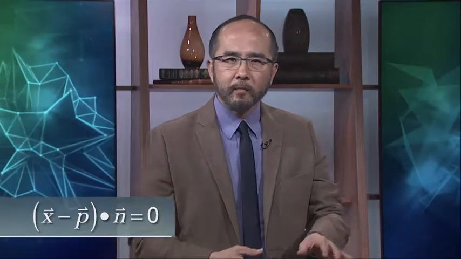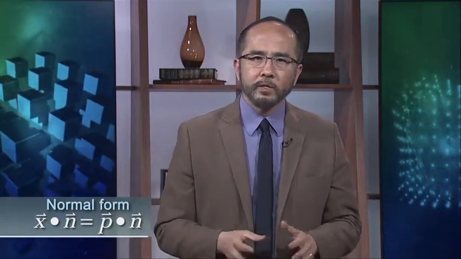So the dot product of x minus p with n must be 0. And I can distribute x minus p dot n as x dot n minus p dot n, and then move p dot n to the other side. And I'll see that x dot n must equal p dot n. This relationship is sometimes called the normal form of the equation of a plane. So any point x on the plane must satisfy this relationship.